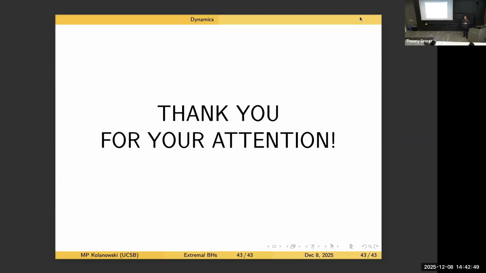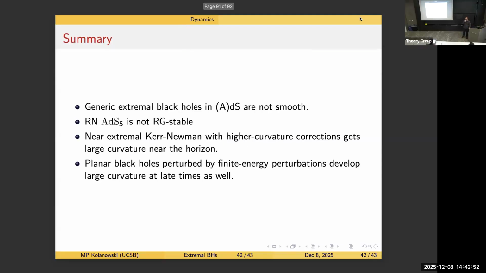I have a question. Can you go back to the summary slide? Yeah. So perhaps you said it, but what is the holographic interpretation of the fact that Reissner-Nordström AdS5 is not RG stable? That means that this is not the correct IR for whatever is going on at the boundary.